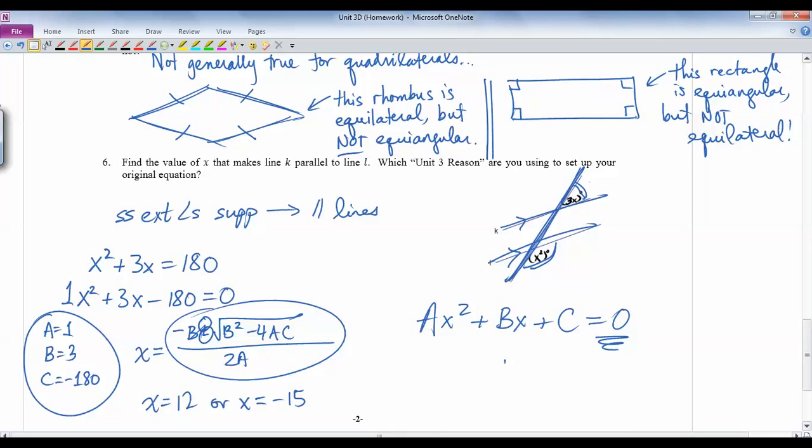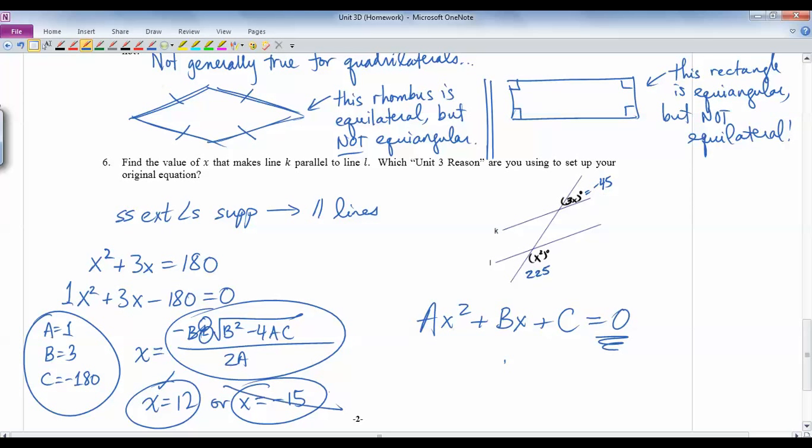Okay, so then we want to come back and look at the picture and see if this makes sense or not. And if x is 12, then this angle would be 36, and this angle would be 144, and those look about right. So 12 makes sense, but we also have to check if negative 15 makes sense. If you plug in negative 15, x squared is going to be 225, and 3x would be negative 45, which doesn't make sense. So this one is no good. So the answer is going to be x equals 12.